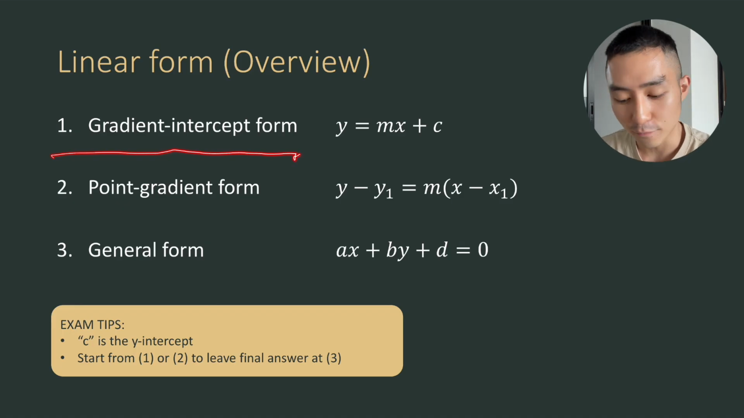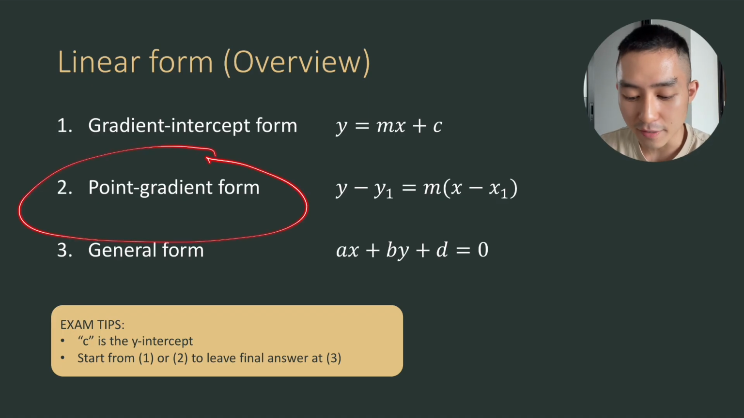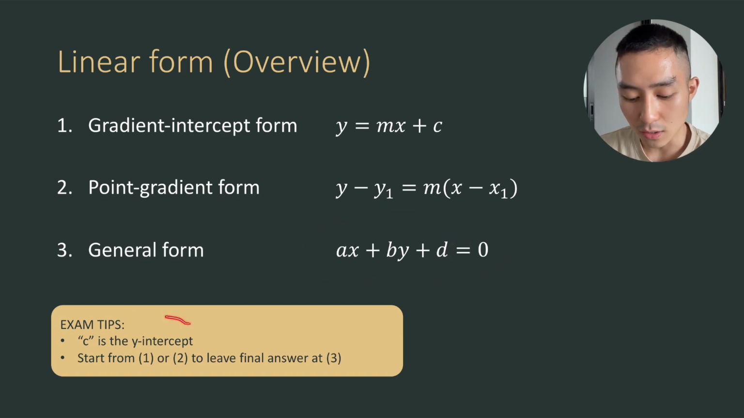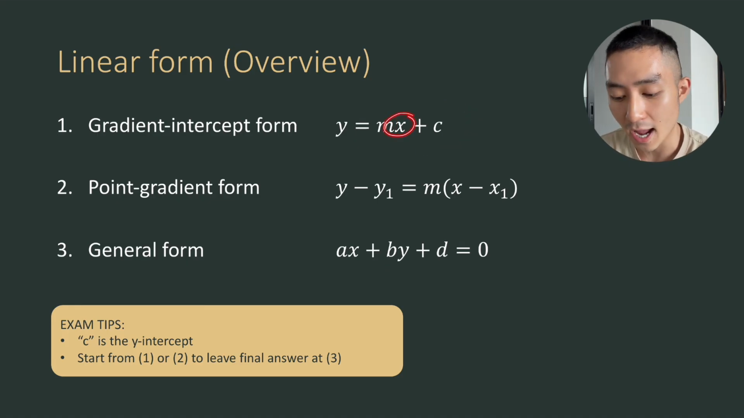You need to write it in the form y equals mx plus c. The second one is point-gradient form, where you need a gradient and a known point. The third one is general form, in which you write everything on the left side and equate it to 0. On the exam, you might commonly be asked what the y-intercept is, in which c is the value of the y-intercept, because the y-intercept happens when x is 0.